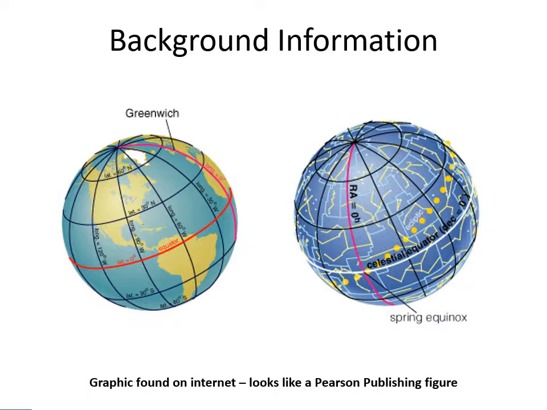Lines of declination are parallels running in an east-west direction, that measure distance north or south from the celestial equator. The celestial equator has a declination of 0 degrees. Stars with positive declinations are in the northern celestial hemisphere. A declination of +90 degrees is the north celestial pole.